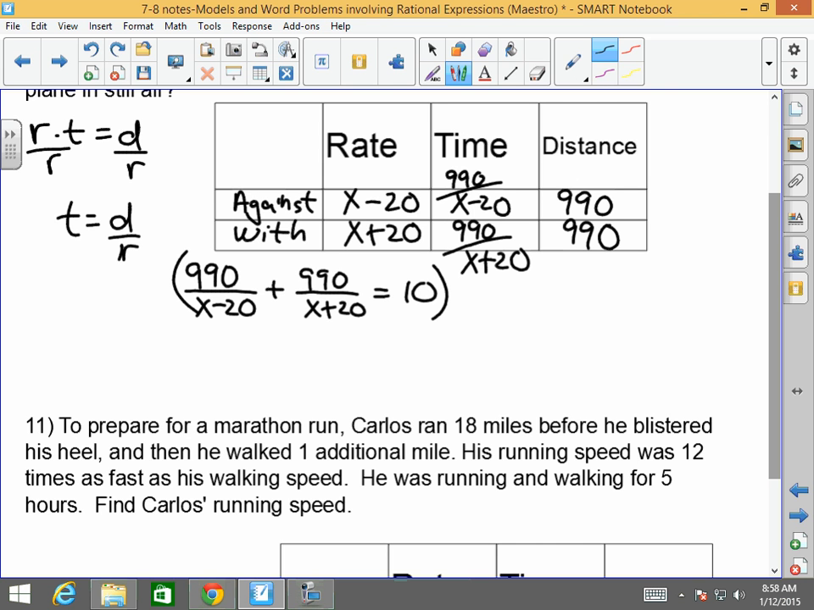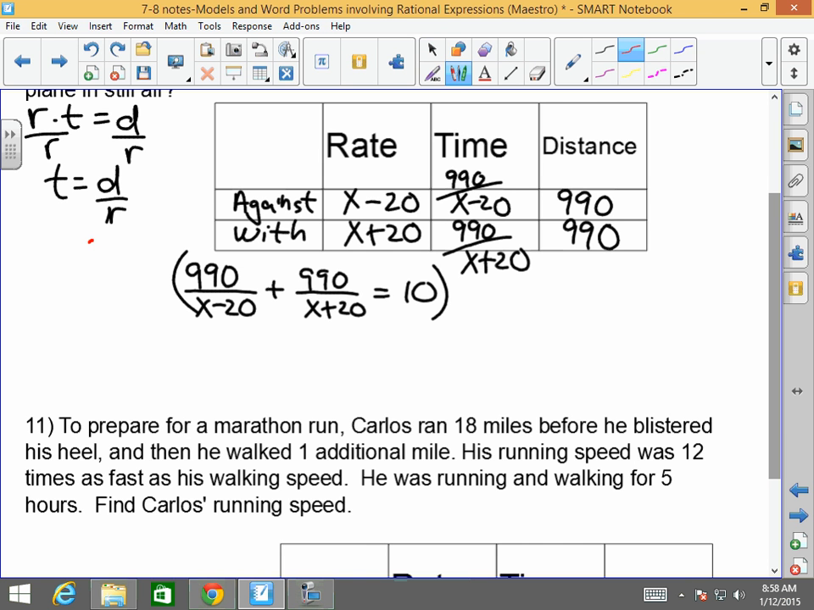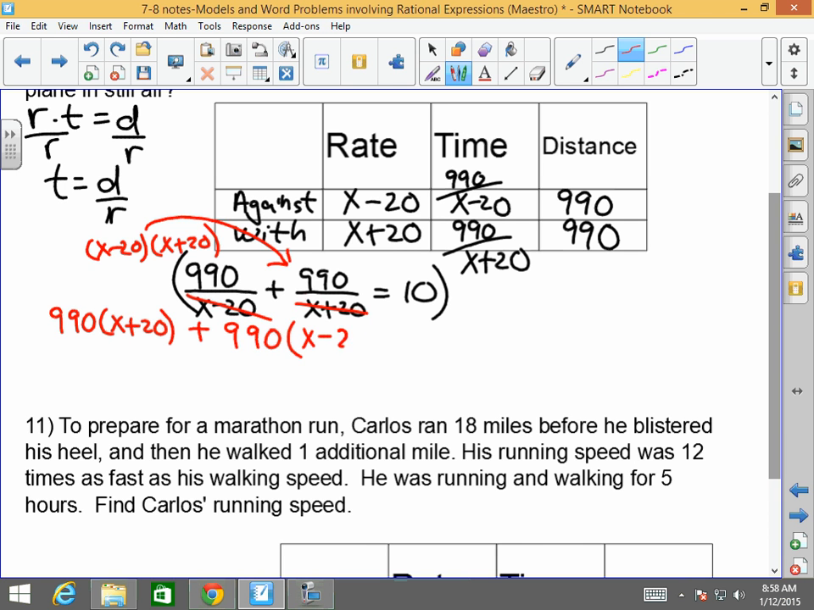Let's go ahead and multiply. Actually, let me just move this up. Okay, so now we're going to multiply by the least common denominator, which is x minus 20 times x plus 20. When we multiply, the x minus 20 goes bye-bye, and I'm left with 990 times x plus 20. Plus, when I multiply the LCD to my next fraction, the x plus 20 goes bye-bye, and I'm left with 990 times x minus 20.